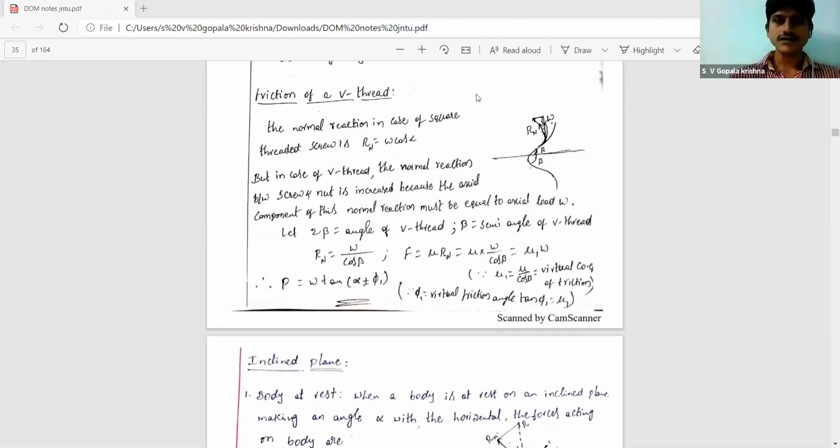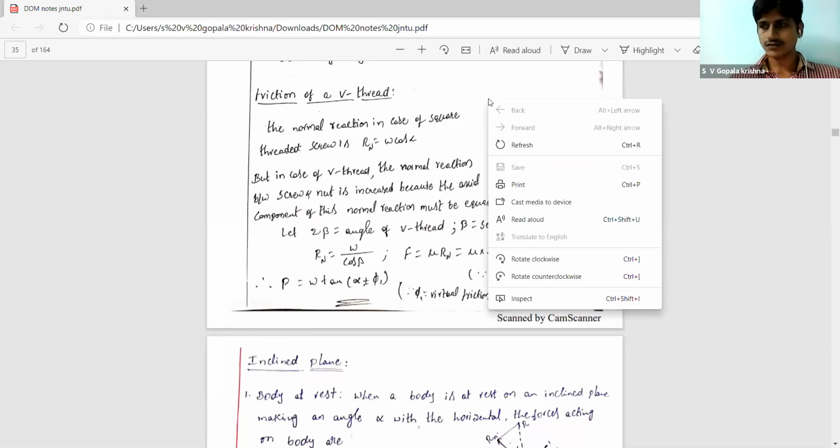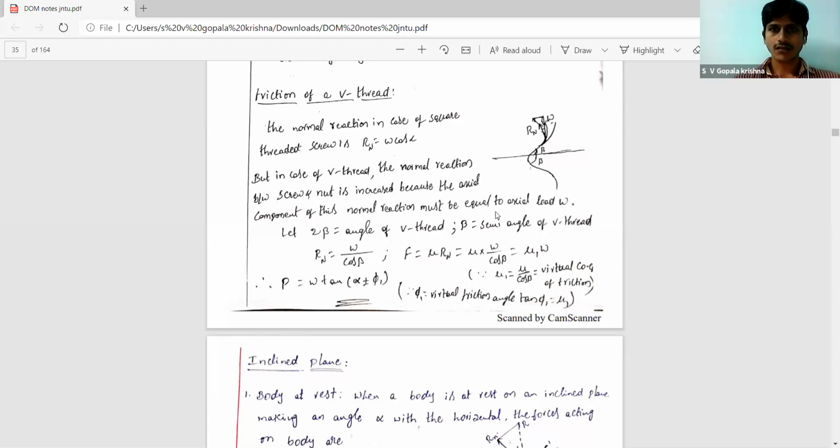In case of a square threaded screw, the normal reaction value is W cos alpha. Observe here: W cos alpha.